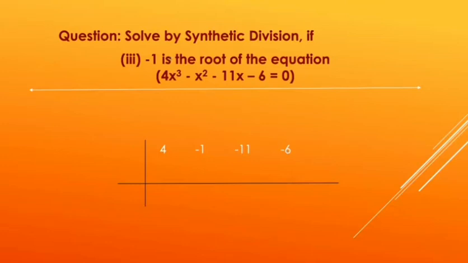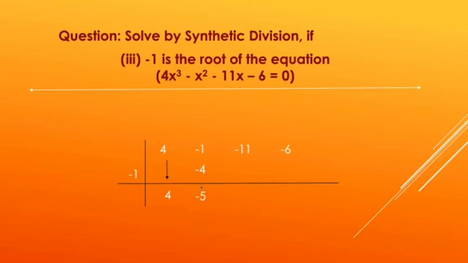As minus 1 is the root of the equation, we will divide by minus 1. We have written minus 1 here. Now the first step is we will write 4 as it is here. We will multiply 4 with minus 1 and we will get minus 4. It will be written here. We will add these two terms. After adding, we will get minus 5 and we will write it here.